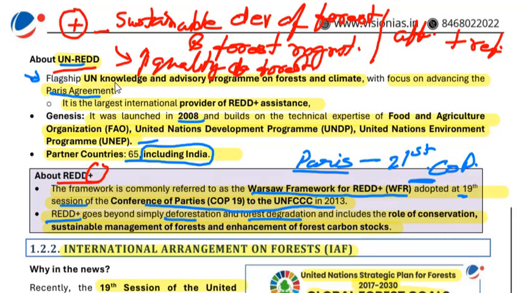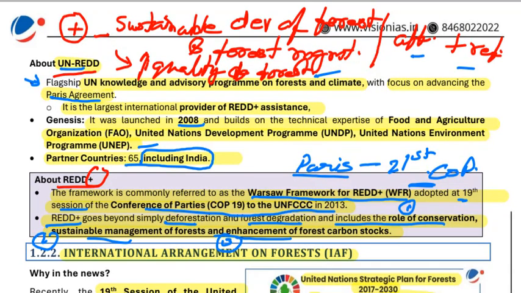REDD is modified to REDD plus with the inclusion of sustainable development of forest and forest management, increasing the quality of forest, and afforestation and deforestation, and includes the role of conservation, sustainable management of forest, and enhancement of forest carbon stock. The 3 points given here are: first, the role of conservation; second, the sustainable management of the forest; and third, the enhancement of the forest carbon stocks.